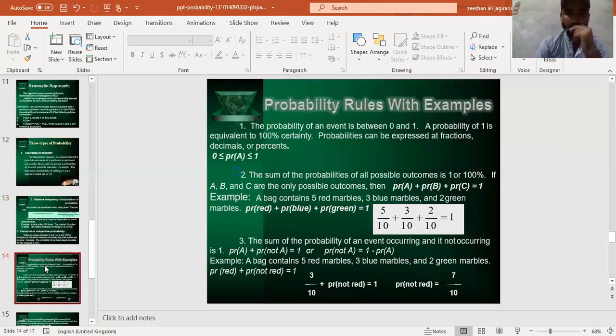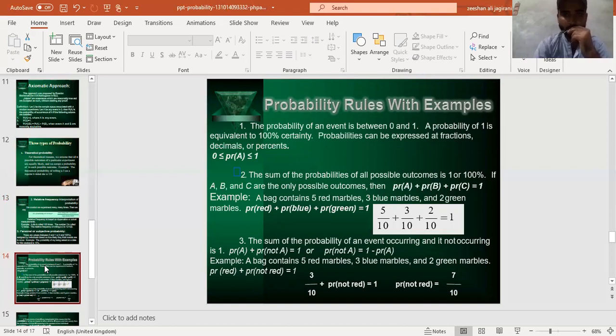Probability rules with examples. Number one, the probability of an event is between 0 and 1. A probability of 1 is equivalent to 100% certainty. Probabilities can be expressed as fractions. Like 0 is less than or equal to P of A, which is less than or equal to 1.